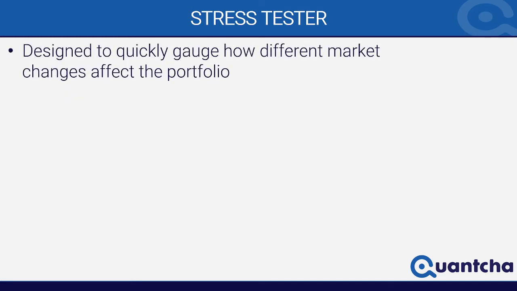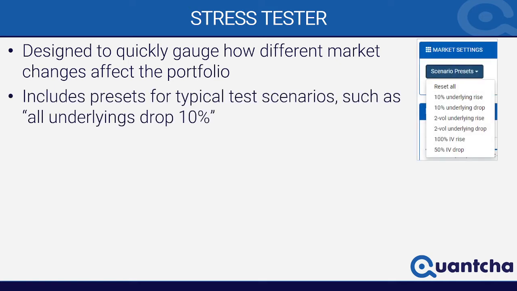Now, it is designed to quickly gauge how these different market changes would affect the portfolio. So we include some presets for typical test scenarios, such as saying, well, what would happen if everything dropped 10%? Or what would happen if there was a 2 volatility rise in the underlying, or if volatility dropped by half, or if it doubled. All of those things are kind of baked in. Of course, you can manually edit anything you want. So you can really test any scenario you want for a given date in the future.